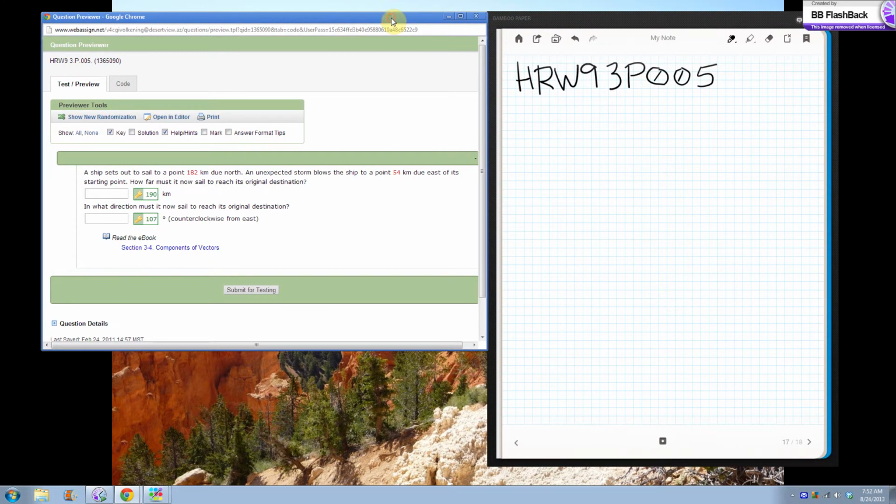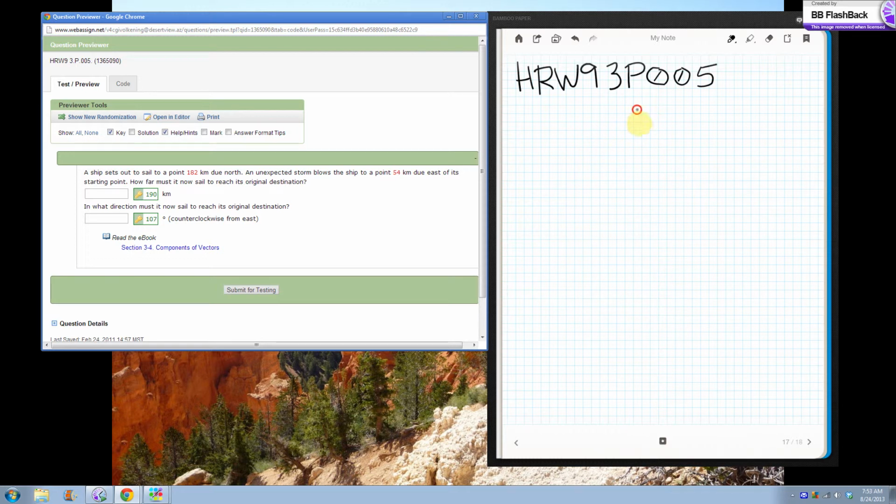Alright, this is the one about the ship. It sets out to set sail at a certain point just north. An unexpected storm blows the ship to a point 54 kilometers due east of its starting point. How far must it now sail to reach its original destination? So with my numbers, I get the answers already because I'm the teacher. So it always helps to draw a picture of this.